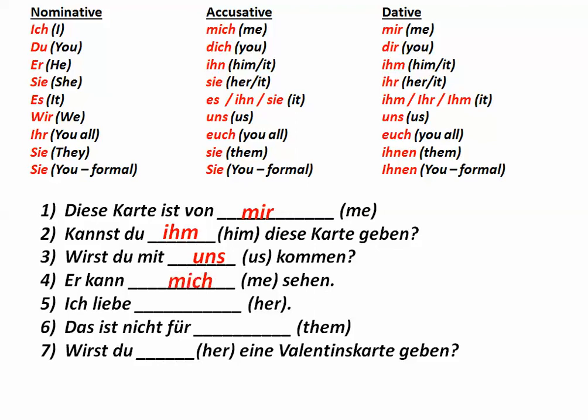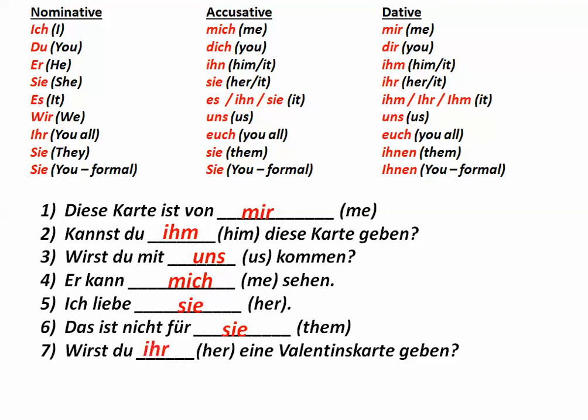Kannst du mich sehen? Here, mich is fulfilling the role of the direct object, so it's accusative. Ich liebe sie, again, fulfilling the role of the direct object, so accusative. Das ist nicht für sie. Here, sie means them, and it comes after the accusative preposition für, so therefore sie.